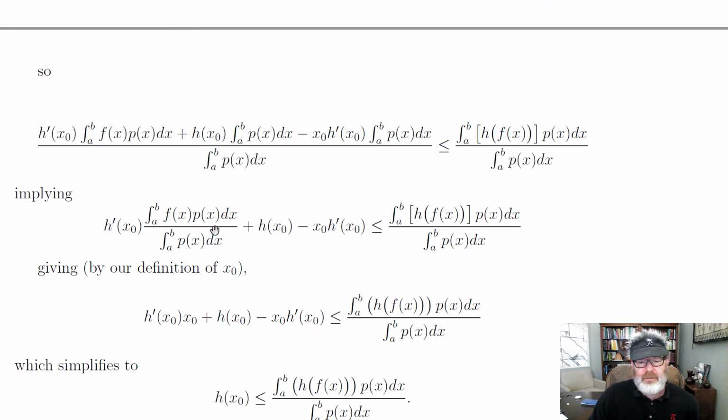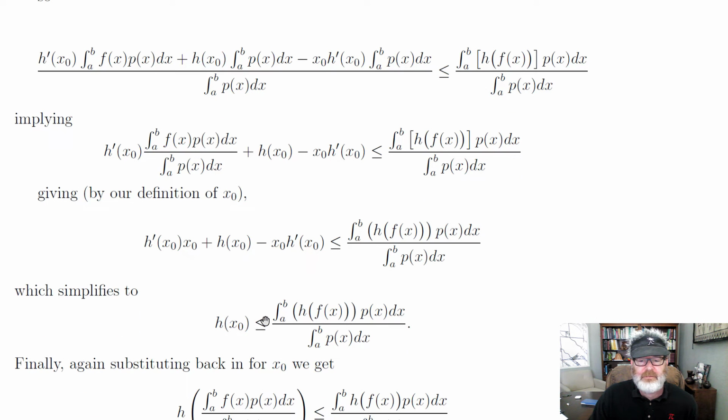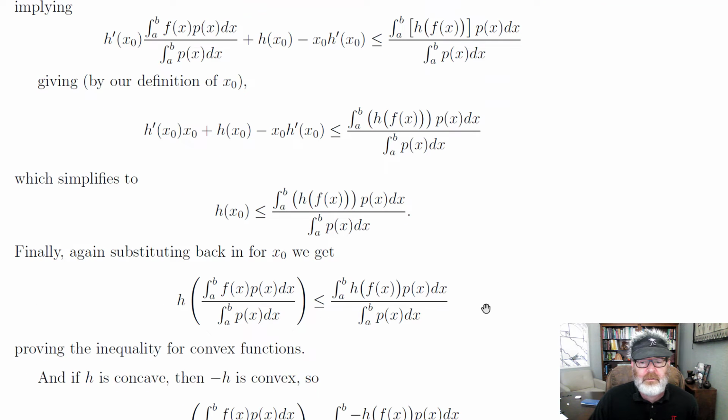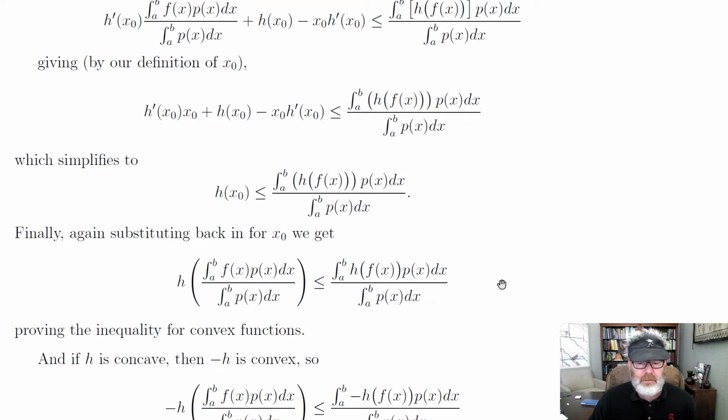But this was just how I defined x naught, so I'll replace this with x naught, and now actually these 2 terms cancel, so I just have h of x naught is less than or equal to this. But now I'll remind us again, what was x naught? X naught was this fraction, and so that proves the inequality for convex functions. And that's what we wanted to show.